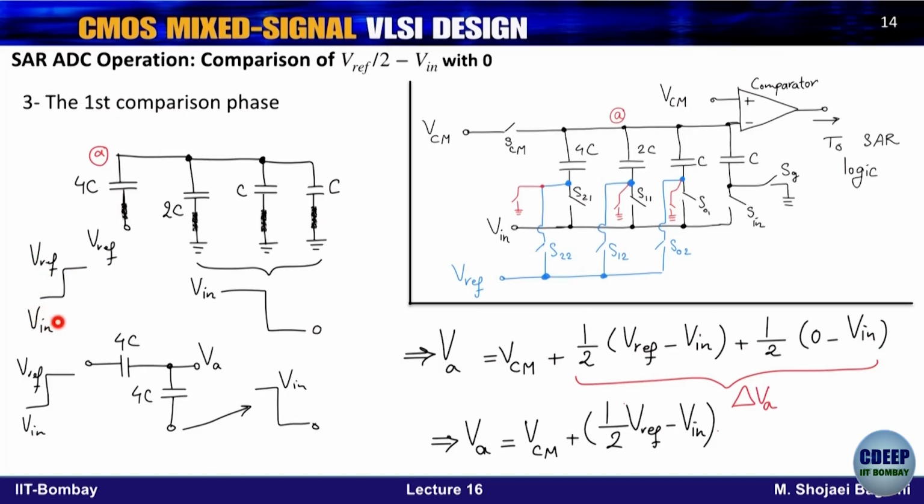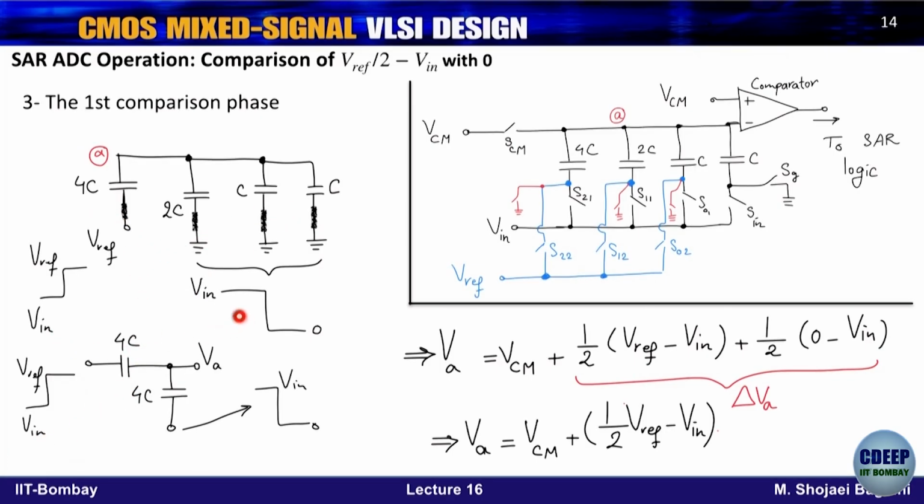Vref minus Vin. These are the 3 bottom plates of capacitors 2C, C, and C. C is the unit capacitor, and in the layout also the unit capacitor will be used. I will show you the layout of these capacitors also. It's very important for matching. So we have to have exactly these binary ratios.